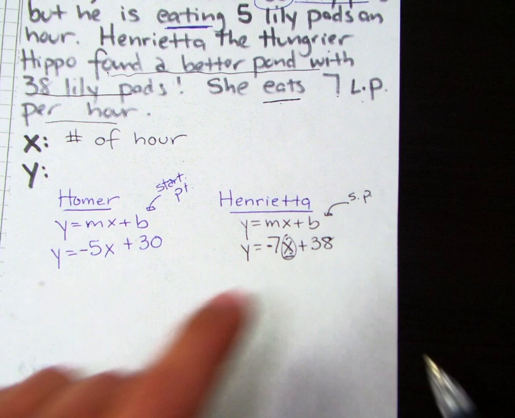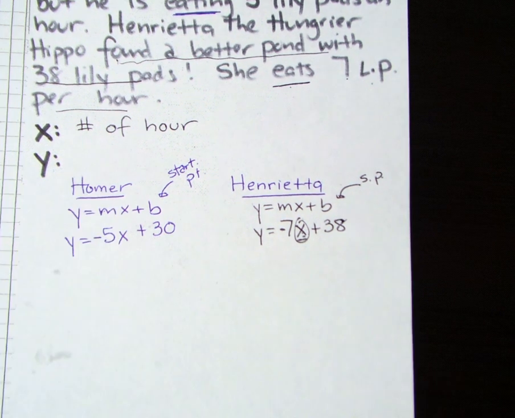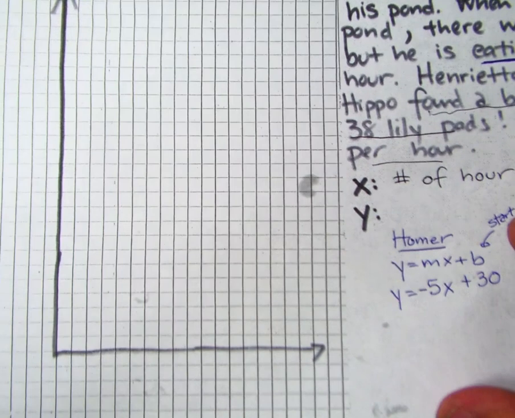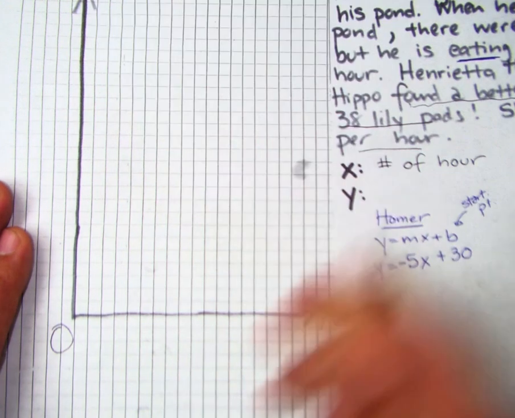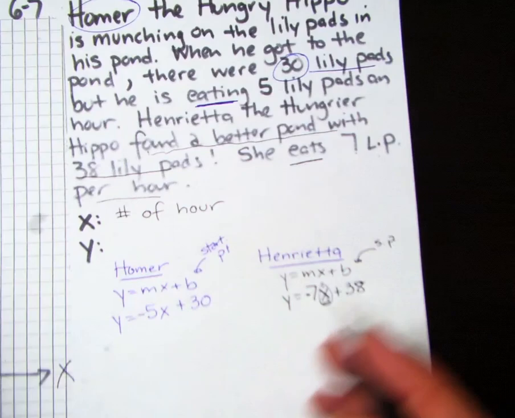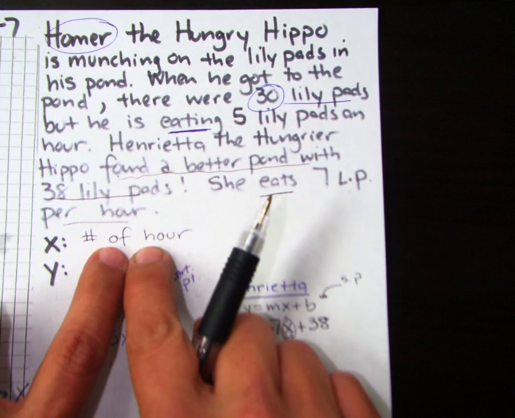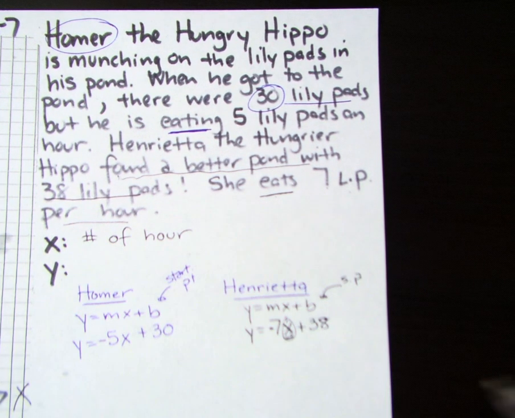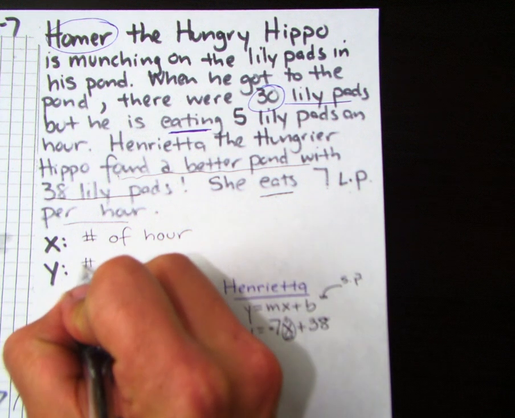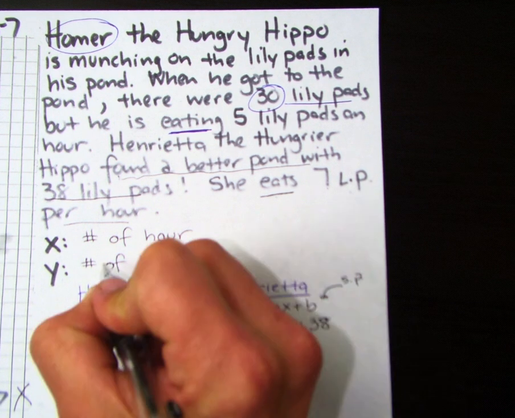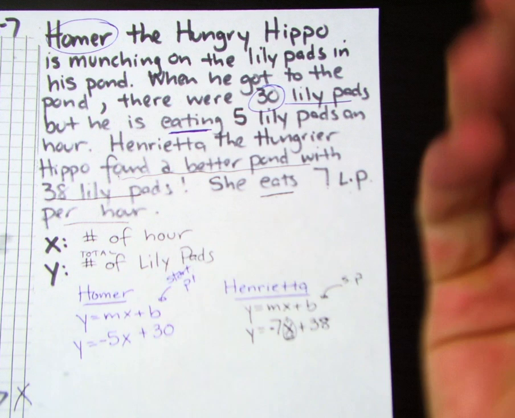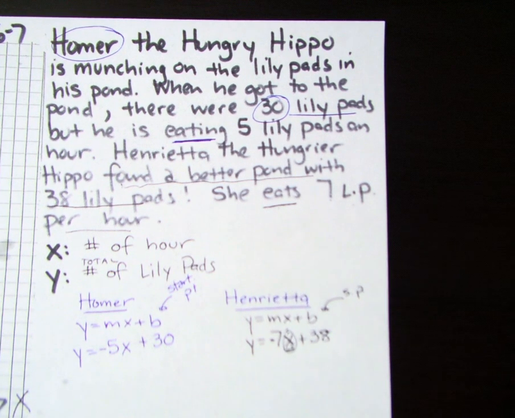So let's go ahead and do this. What does the y represent when we do our x, y axes? What does the scale represent? Well, my x is here, my y is here. What are all these numbers going to represent? Well, if you look, we already have the number of hours, and what are they talking about? Henrietta, what is it? Number of lily pads. Oh, yeah, that's right. But actually, it's the total number of lily pads. Yes, Homer. You guys are both right. Good job, you guys.